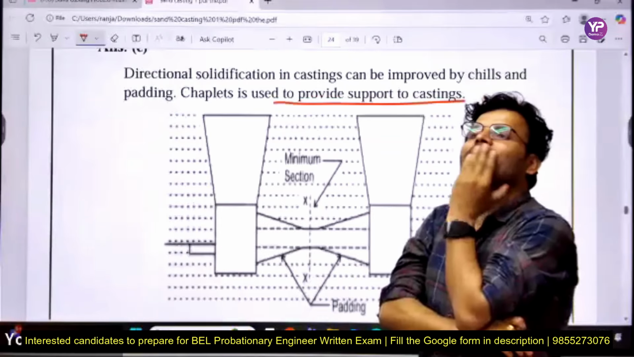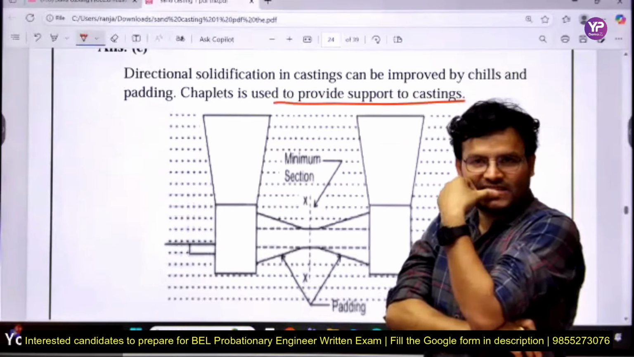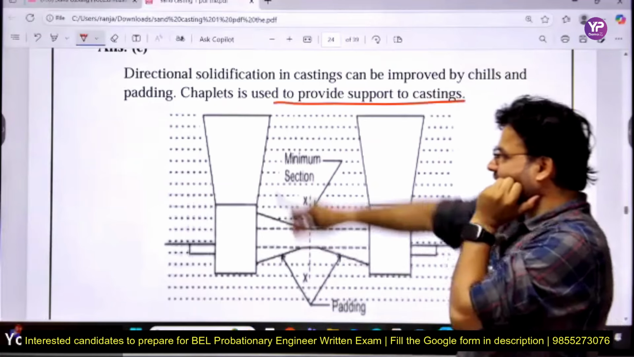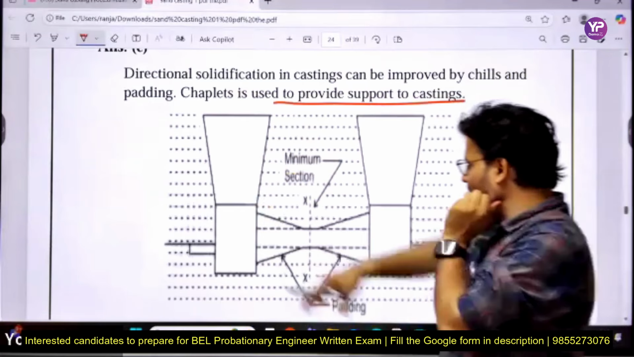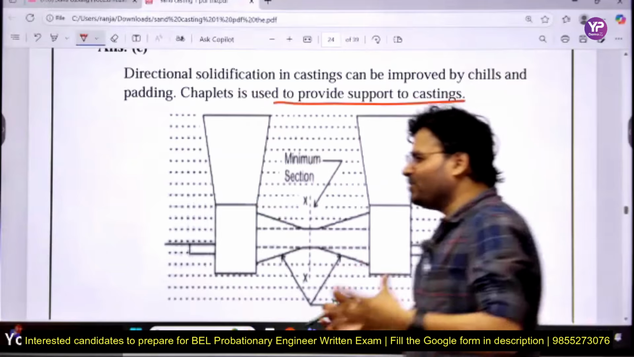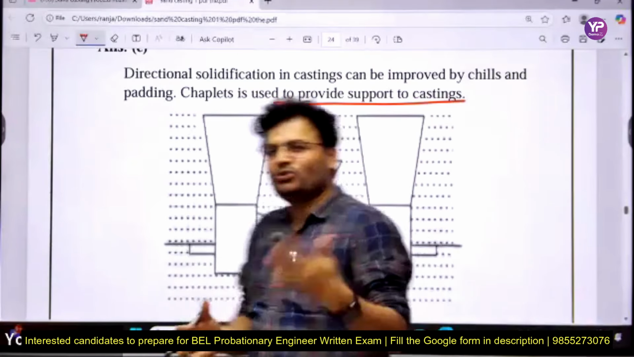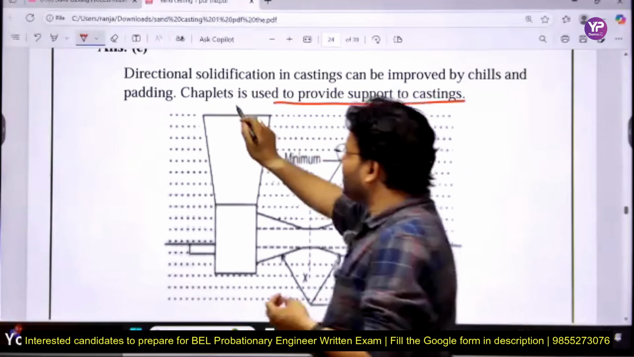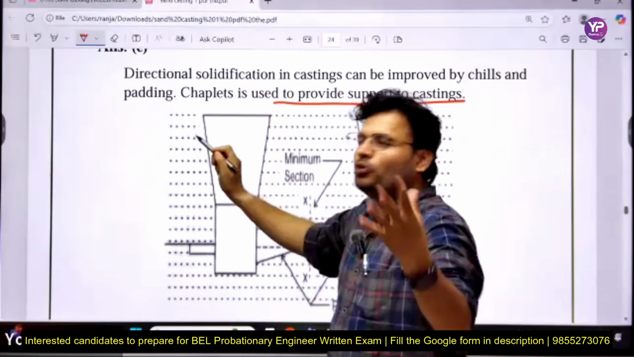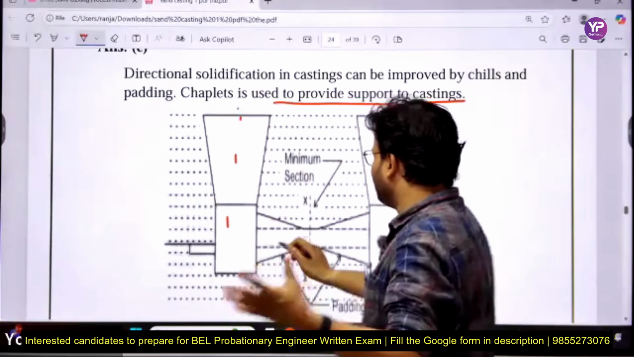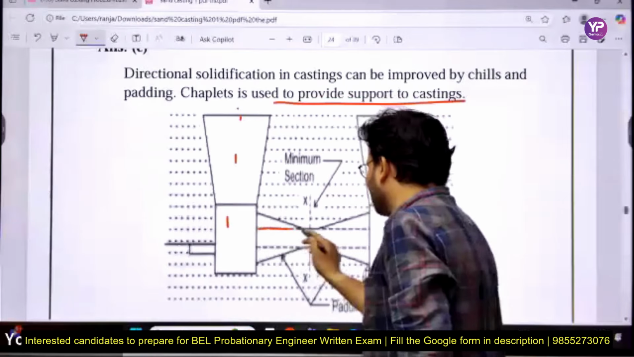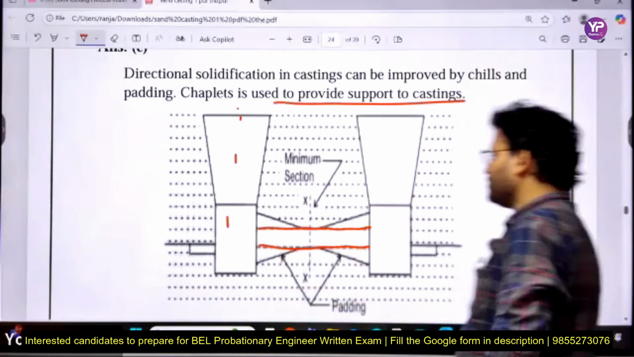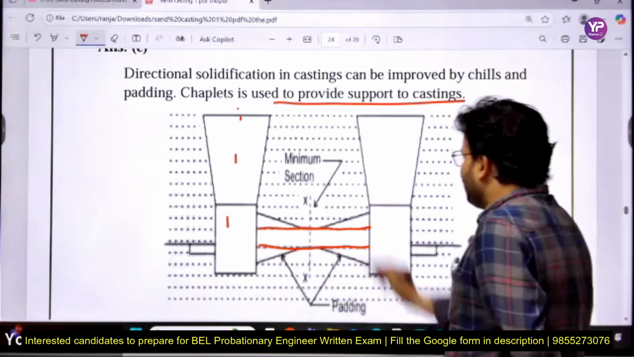My dear friends, just listen to one thing. I want to ask everyone. This is your cavity, right? I am going to discuss paddings. I know you have remembered paddings, but now the question is why it allows directional solidification. See, this is the cavity. You have to pour the molten metal. You have poured the molten metal and it has reached here, and they have filled that one.